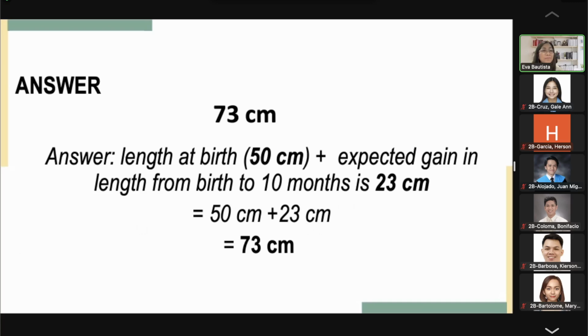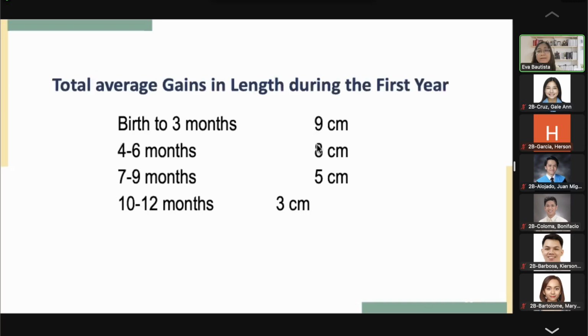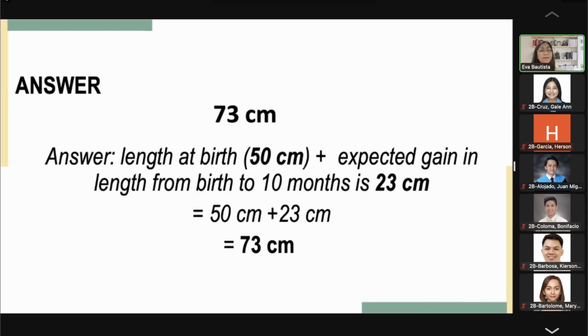Can we go back to my previous slide? 10 months old. So we add 9, 8, and 5, diba? This is what, 70? This is 22. But our patient is only 10 months old. So if there is a 3 centimeters increase during the last 3 months, that means 1 centimeter increase per month from 10 months to 12 months. So we add 1 centimeter to the 22 centimeters during the first 9 months. Okay, and yes, Daniel will now have a height of 73 centimeters.